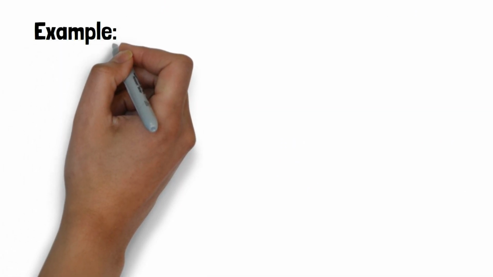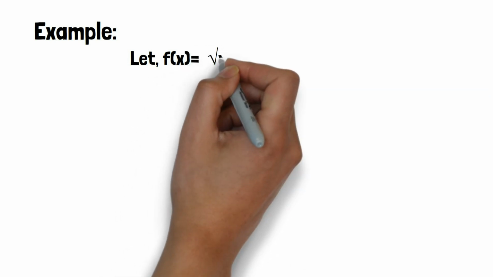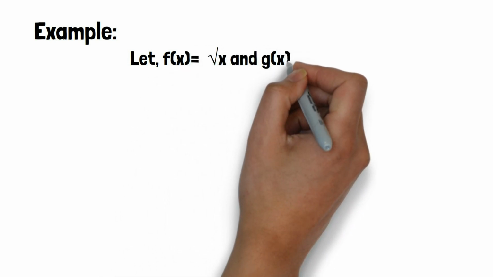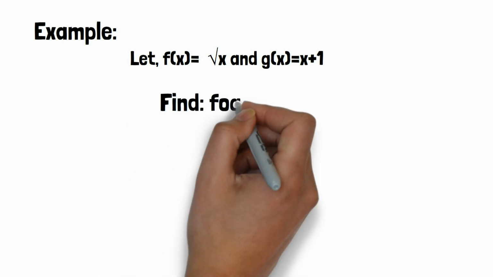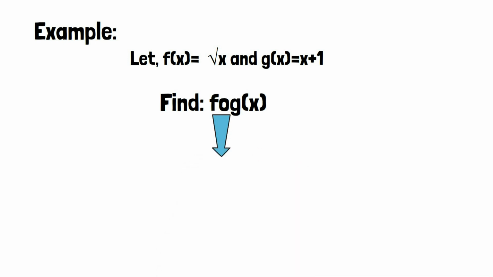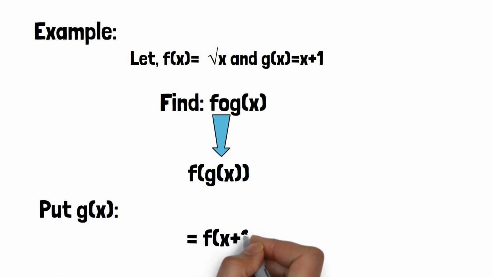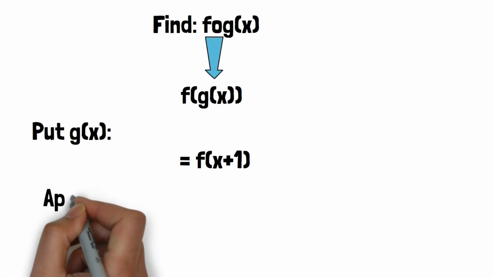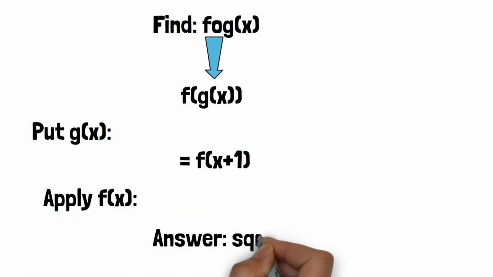So now let's move to the example. Let f of x be equal to square root of x and g of x be equal to x plus 1, and we have to find f of g of x. It is solved in the form f of g of x. So put the function g of x, so it becomes f of x plus 1. Now apply function f on the function g of x, so it becomes square root of x plus 1.